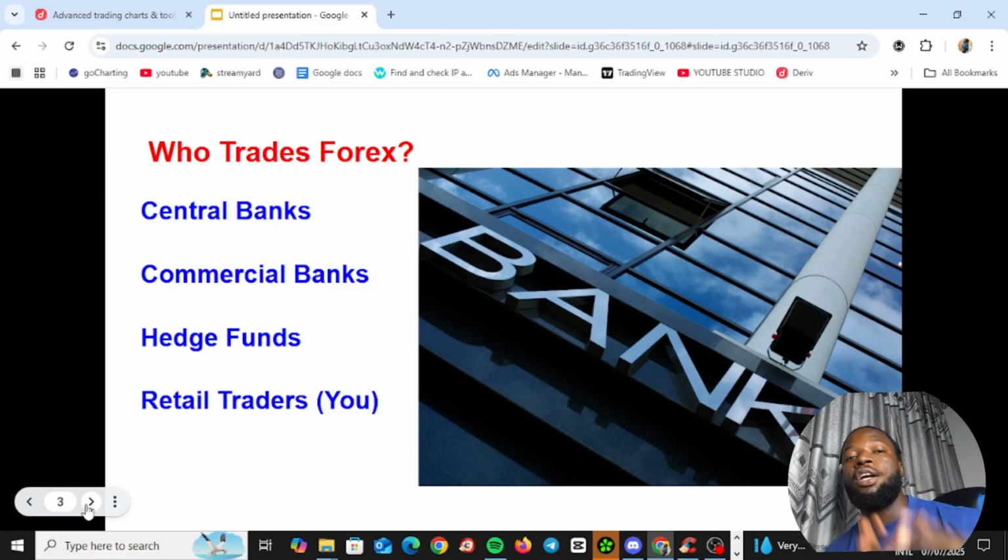And we also have the hedge funds. The hedge funds are investment organizations that trade the forex market in billions and millions of dollars. And we have the retail traders, which is simply me and you, who also trade forex.